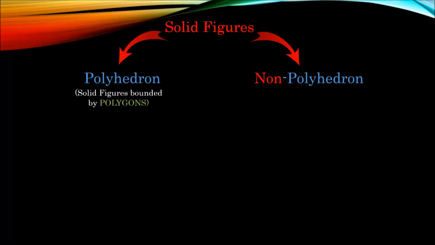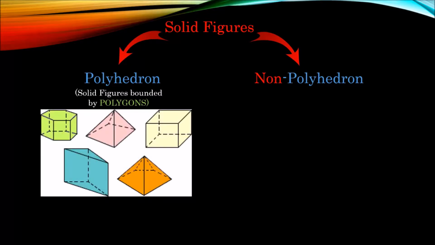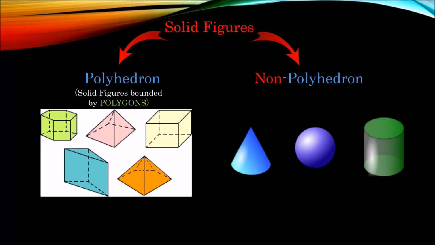Well, a polyhedron is a solid figure, a three-dimensional figure that is bounded only by polygons. That is, all the sides are polygons. These are some examples. As you can see here, all of these figures, their sides are all some kind of polygons, whether it be a rectangle, a triangle, or a pentagon, or a hexagon, etc. So these are examples of polyhedrons. Some examples of non-polyhedrons are the following. Here's a cone, a sphere, and of course a cylinder.